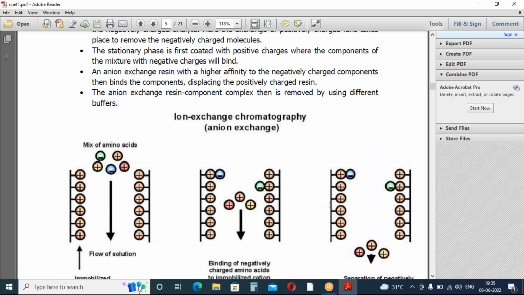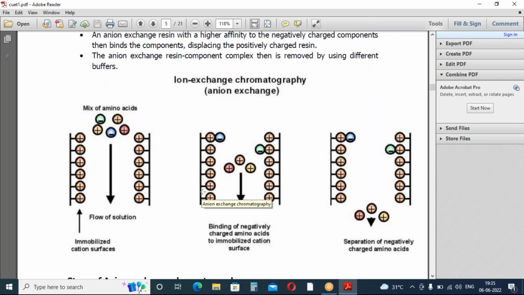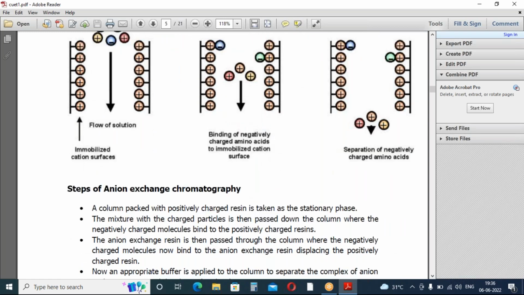You can see the diagram of that. Here the stationary phase is coated with the positively charged ones. The mixture contains the positive ones and negative ones. The negative ones are attracted towards the positive ones, and binding of these negatively charged ones to the stationary phase causes the separation of negatively charged amino acids.